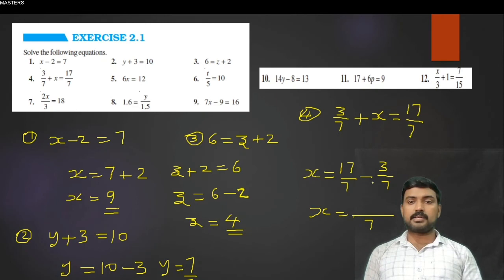Now 17 minus 3, we know that is 14 by 7. And we know that x is equal to 14 divided by 7. Already we studied 14 divided by 7. 14 means 2 sevens are there. Here 1 seven is there, here 2 sevens are there. So 2 by 1 is the answer. If the denominator is 1, no need to write that. So we got the answer 2.